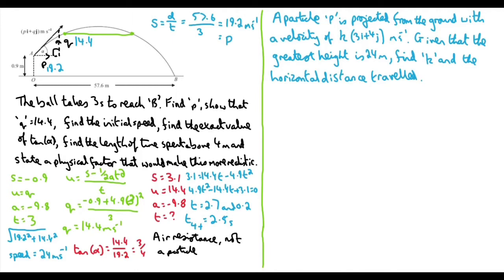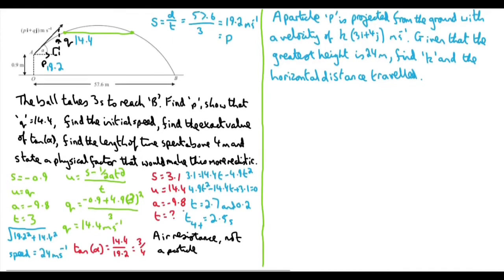So the particle P is projected from the ground with a velocity of k lots of (3i plus 4j) meters per second. Now, given that the greatest height is 24 meters, find k and the horizontal distance travelled. Once again, just pause the video to have a go for yourself, and then press play again when you're ready to compare.